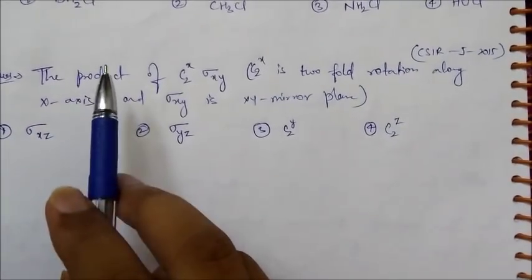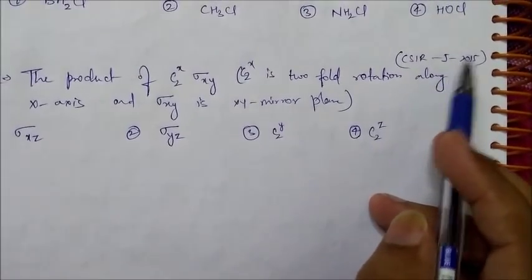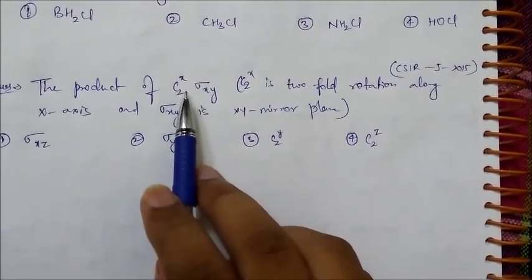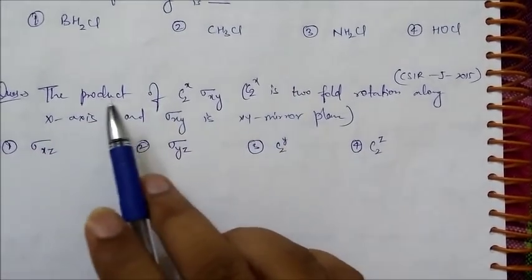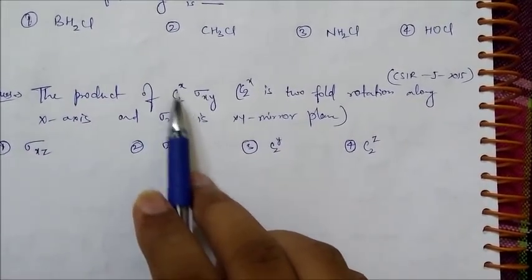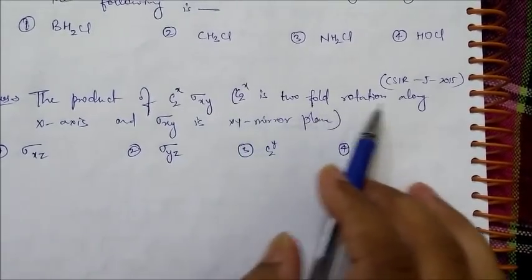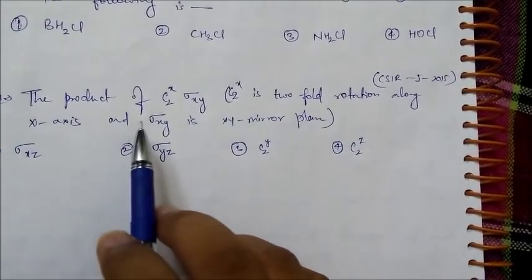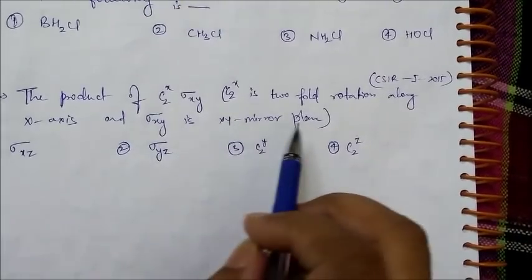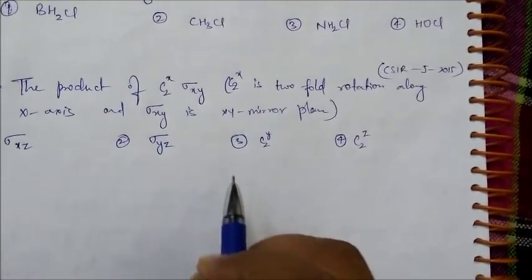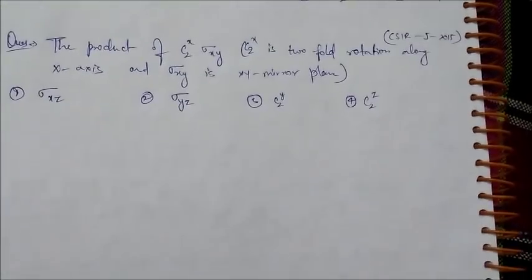Okay, so next question, which was asked in the CSIR June 2015 exam, and this question was based on the multiplication of two symmetry operations. So the question says that the product of C2x and sigma xy. C2x is given as a twofold rotation along the x axis, and sigma xy is the xy mirror plane. So we have to give what will be the product of these two symmetry operations. So let's check it out.